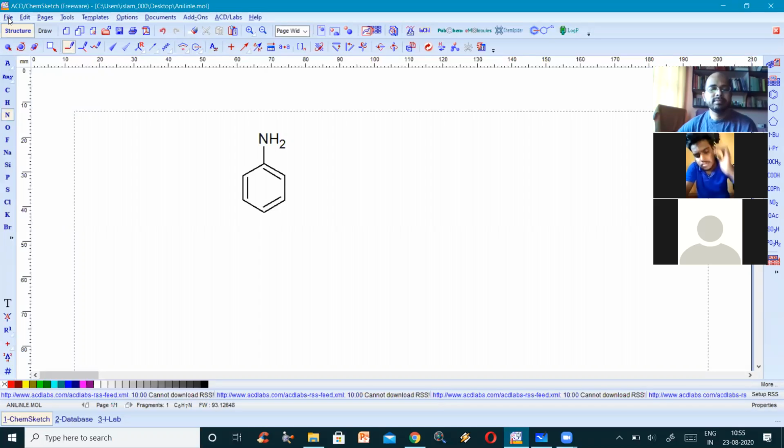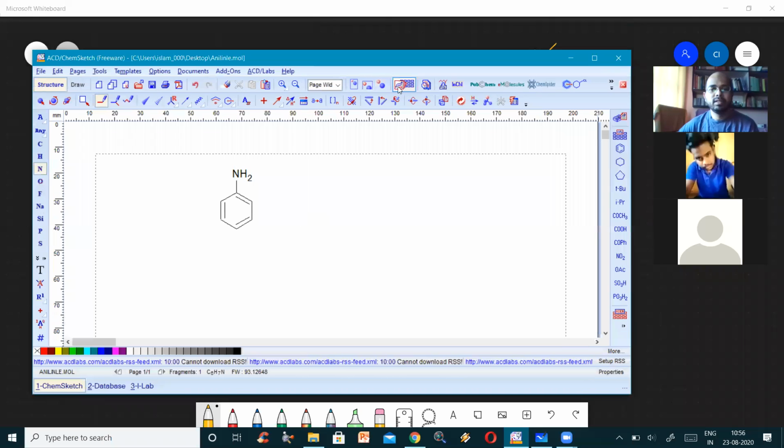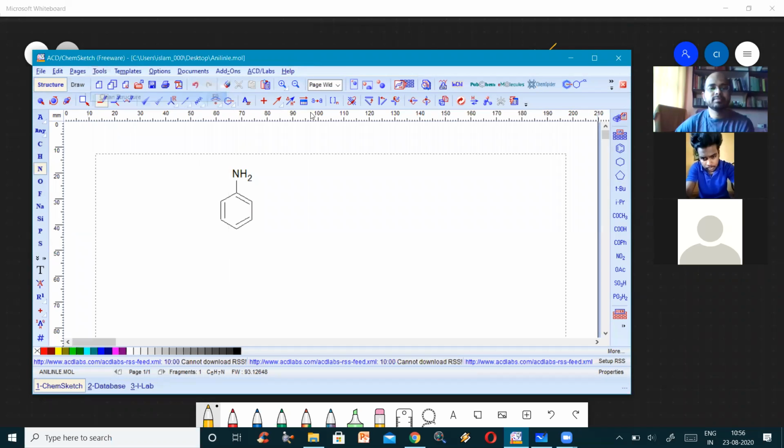You can simply click some of the options that are there in the above window. For example, here you can see these options, tools. You can see the tools, right? There you can see Clean Structure. If you click Clean Structure, it will clean the structure. Or if you click 3D Optimization, it will give you the actual oriented structure, and you can even rotate these things.